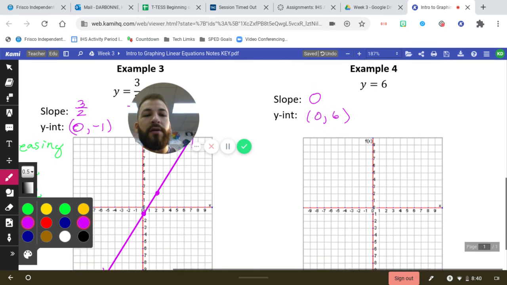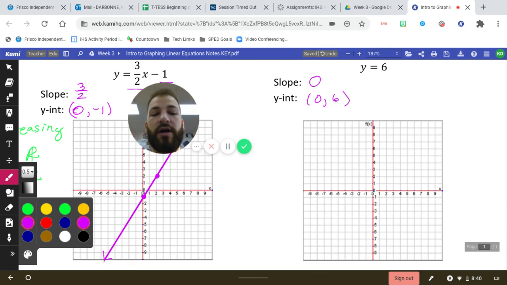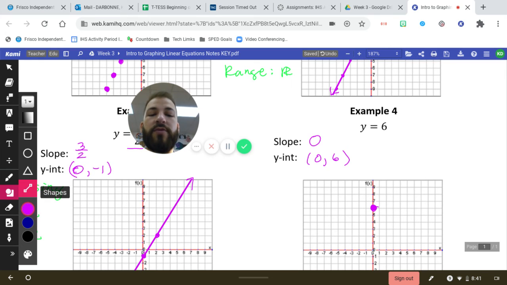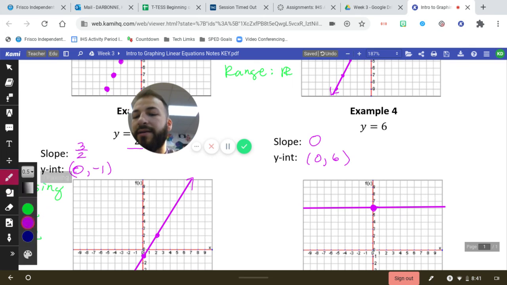Now to actually graph this, I'm going to start by plotting that point at 6, so nice little point right here at 6. Now my slope is 0, that's our no slope, which makes it a flat line. So I'm just going to draw a straight horizontal line right through here, and it has to go through that y-intercept at 6, and I'm still going to have my arrows stuck on there at the end.